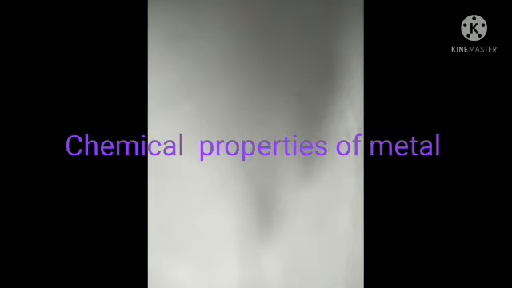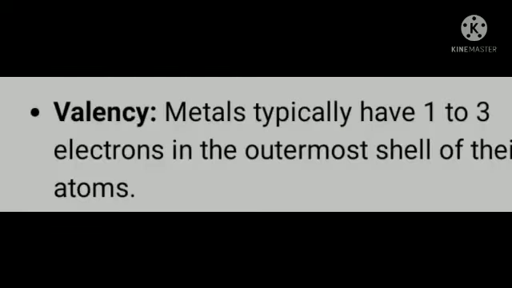Next we are going to see the chemical properties of metals. First one, valence electrons. What are valence electrons? The number of electrons present in the valence shell is called valence electrons. In the last class we studied this in periodic classification. For each atom, the outermost shell is called the valence shell, and the electrons present in that shell are called valence electrons. Usually metal atoms contain either 1, 2 or 3 in the outer shell. Maximum 3; more than 3 means non-metals.